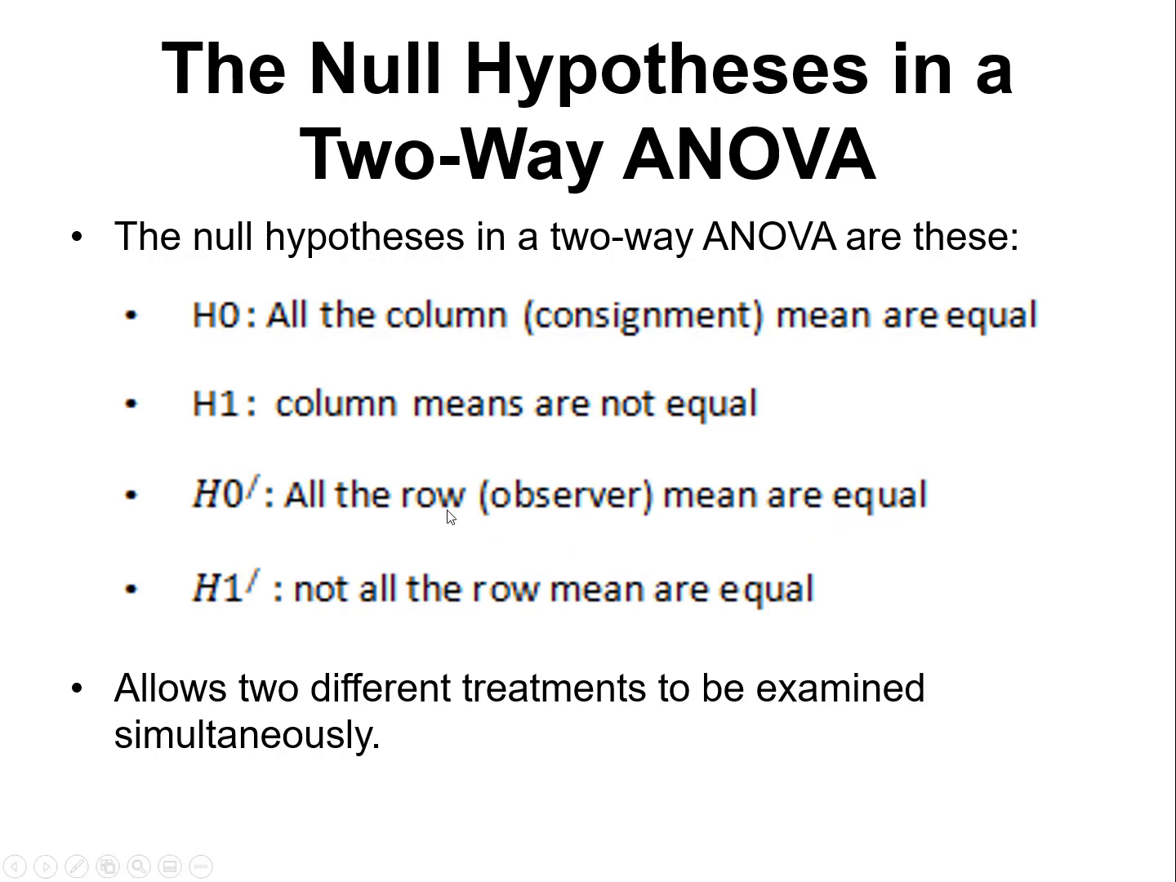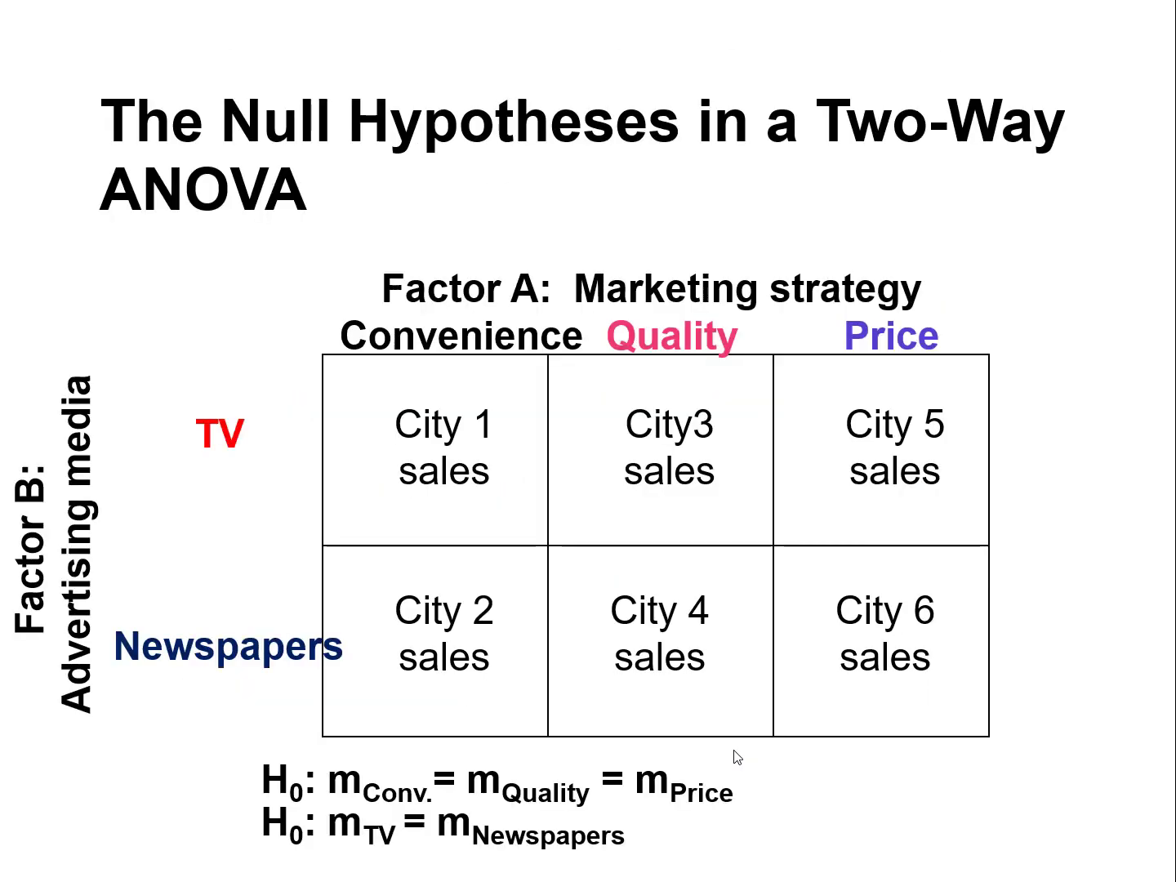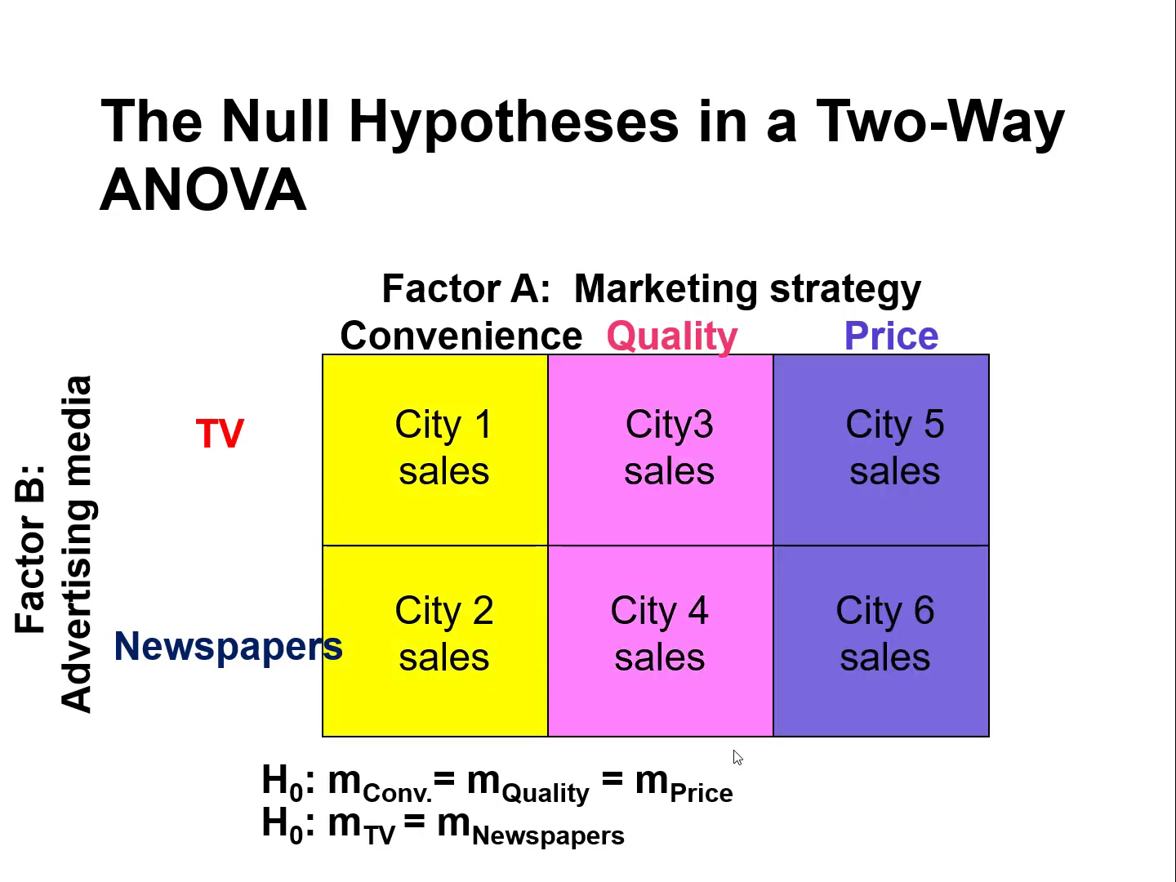Soon I will discuss a simple example. Let's suppose in the rows there are different types of cattle, and in the columns we have different types of rations. So the null hypothesis is that all the cattle means are equal, and the alternative is that not all the row means are equal. This allows two different treatments to be examined simultaneously. So basically in two-way ANOVA we are going to conduct an analysis in which we want to examine both independent variables simultaneously. From this example you will further understand that we have two factors in this one. One is marketing strategy.